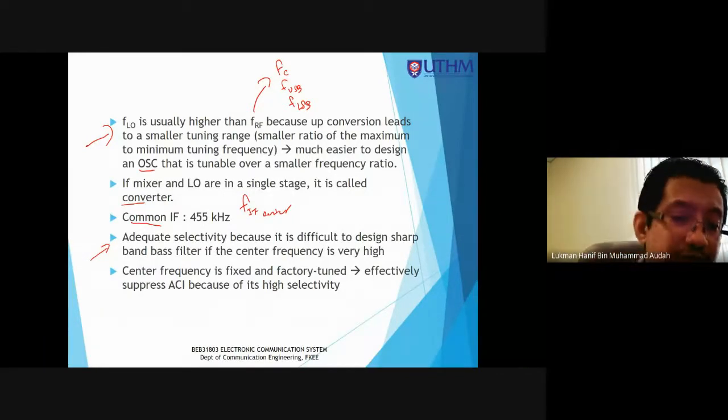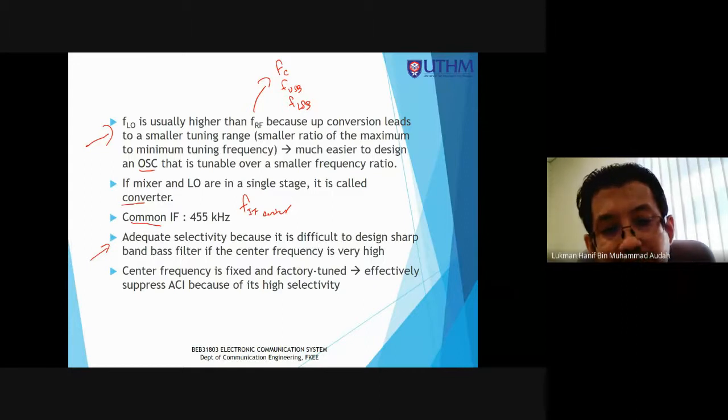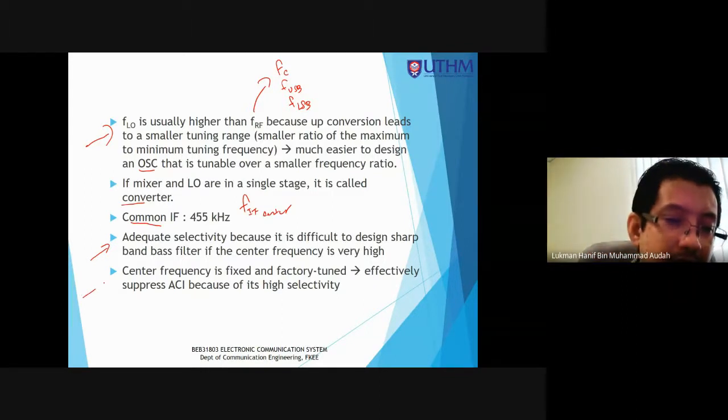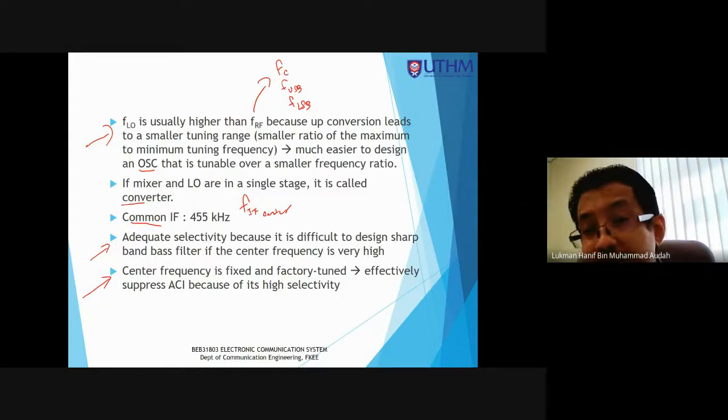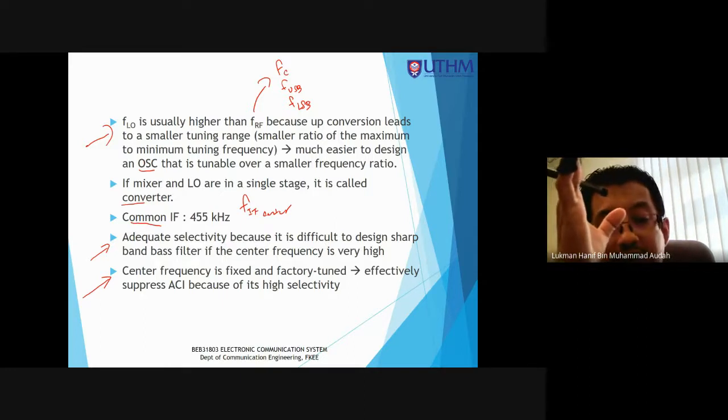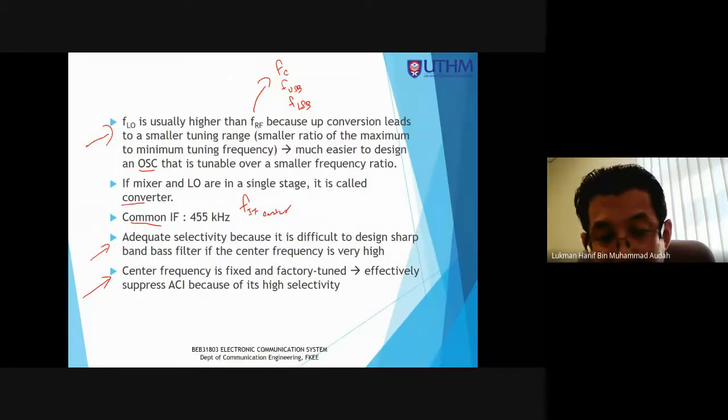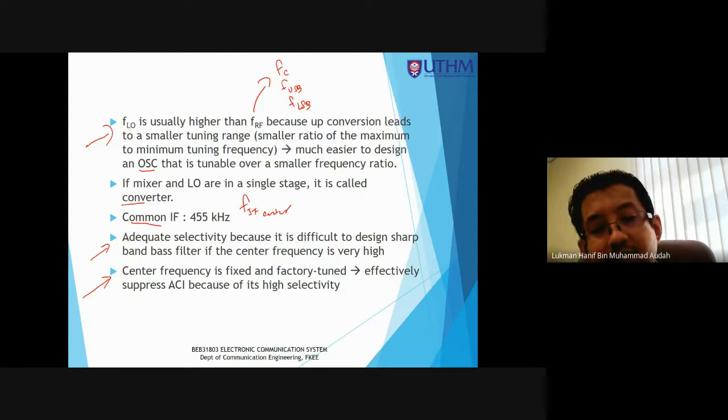And this frequency 455 is fixed and factory tuned. Maknanya apabila kita membeli AM receiver daripada kedai ataupun daripada kilang, this is a factory tune. So this value 455 is factory tuned, so the circuit is factory tuned. When we buy, it has been standardized that the center would be at 455 kilohertz. Memang kalau kita beli sudah dinyatakan dalam spek device itu bahawa the center of IF is 455 kilohertz. So this is the standard for AM.